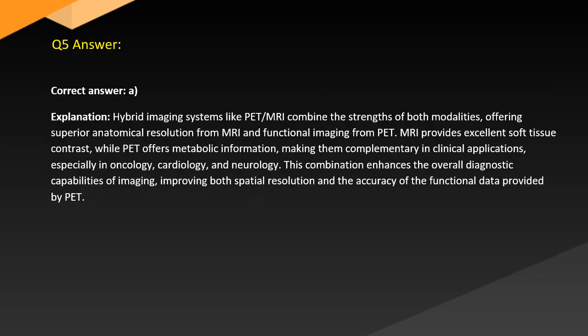Answer. Correct answer A. Explanation. Hybrid imaging systems like PET combine the strengths of both modalities, offering superior anatomical resolution from MRI and functional imaging from PET. MRI provides excellent soft tissue contrast, while PET offers metabolic information, making them complementary in clinical applications, especially in oncology, cardiology, and neurology.